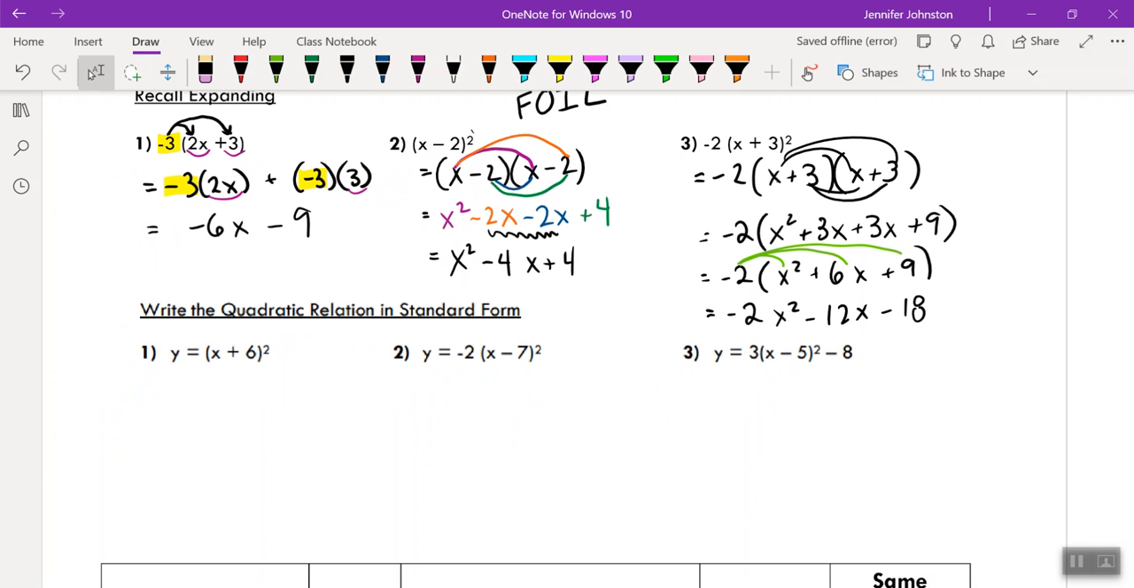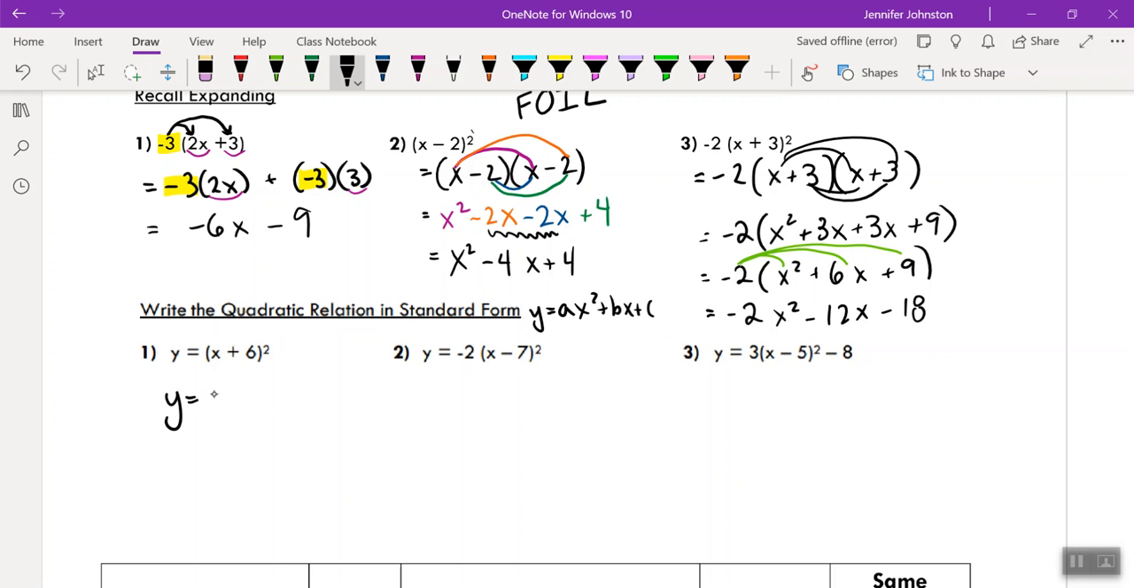All right. Next, we're going to go from these quadratic relations to standard form. So we want it like this: ax squared plus bx plus c. We want it to look like a, b, c. So no h and k's anymore, right? These are all looking like h and k's. None of those, we're going to make it into this really long form.